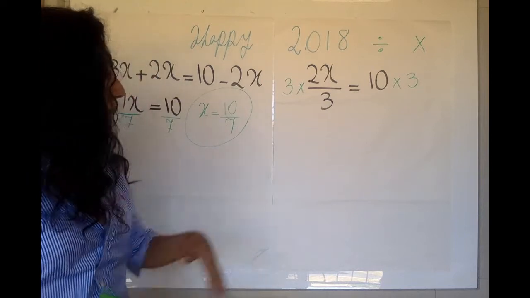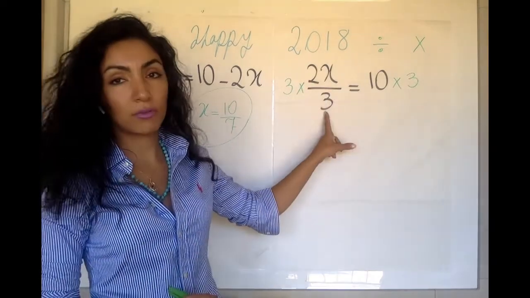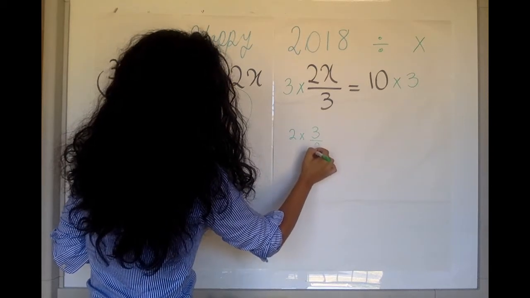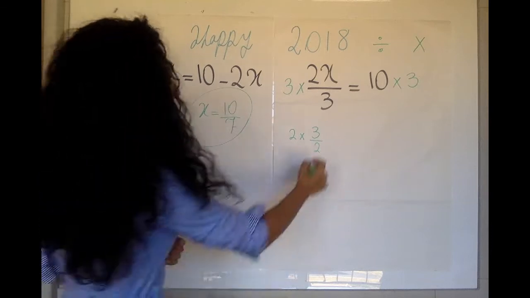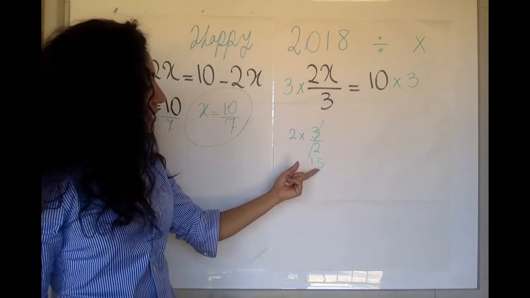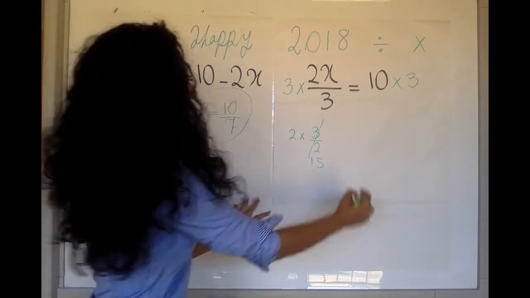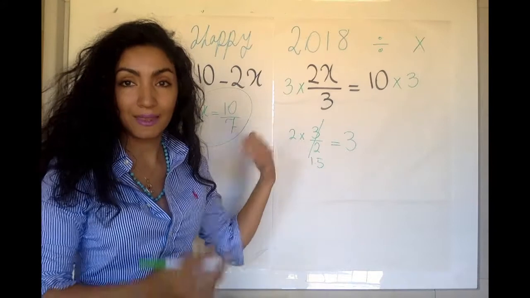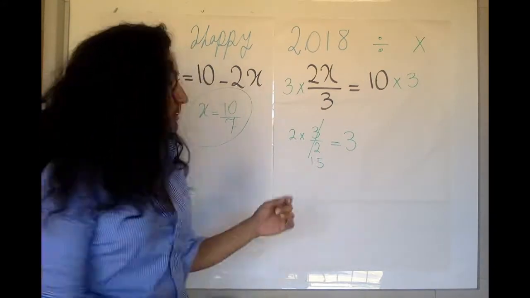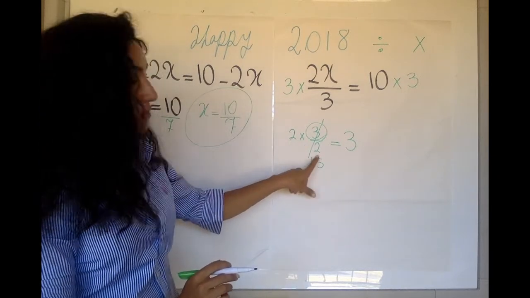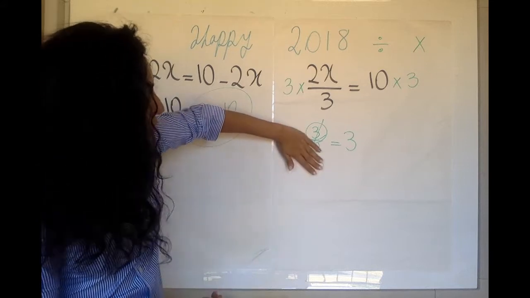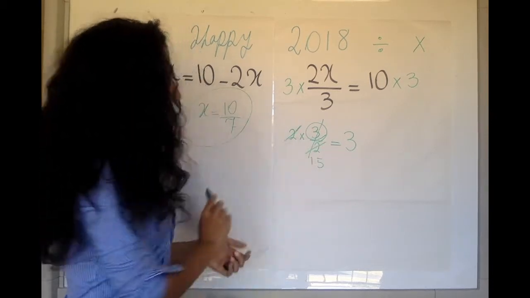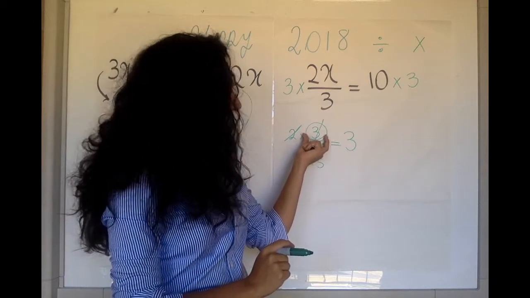Okay, let's see what we have now. 3 times 2x divided by 3. Let me give you an example. What is 2 times 3 divided by 2? 3 divided by 2 is 1.5. And if I multiply that 1.5 by 2, what do I get? It's 3, right? It means that dividing that 3 by 2 and then multiplying by 2 doesn't make any difference to 3, because you're multiplying by 2 and then dividing again by 2. So these two actually cancel each other out. That 2 and that 2 cancel each other out, so what we have left is 3.